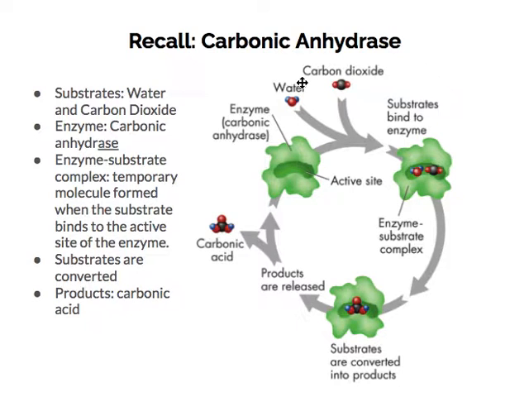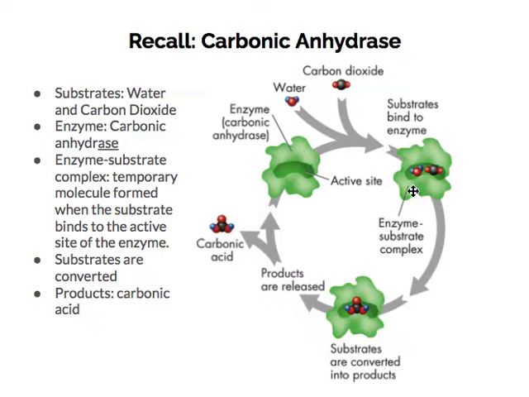First off, these substrates are water and carbon dioxide. Again, these substrates are basically the reactant, the thing that the enzyme is going to break down or bring together or act on. The enzyme itself here was carbonic anhydrase, and again, notice that ASE. The enzyme substrate complex is basically whenever these two things join. So you have your enzyme, your active site, which fits the substrates nicely, and that forms this enzyme substrate complex. That is a temporary molecule formed when the substrate binds to the active site of the enzyme.